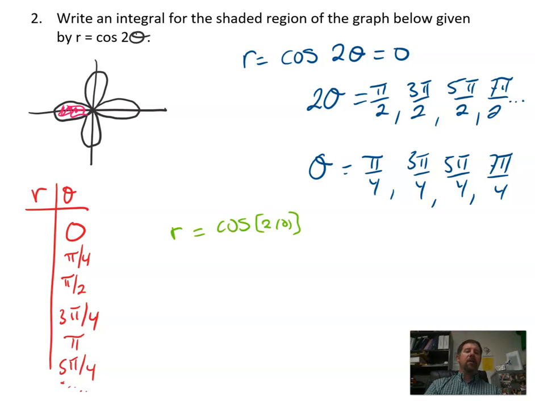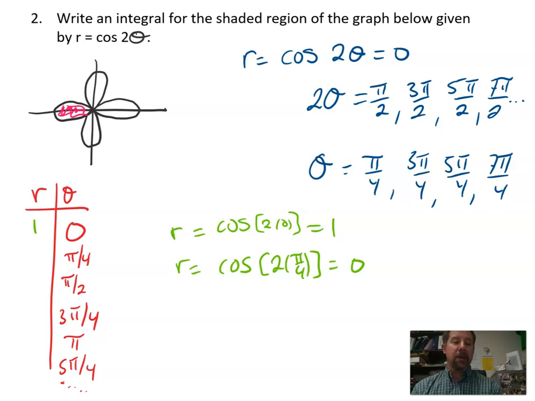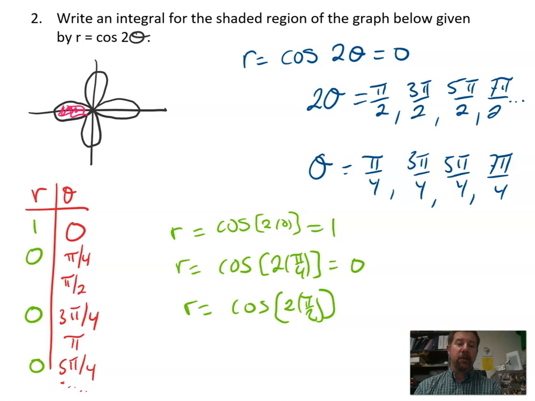So if I start plugging all these thetas into r equals cosine 2 theta: r equals cosine of 2 times 0, which is cosine of 0, I get 1. R equals cosine of 2 times pi over 4 is cosine of pi over 2, which is 0. For all the ones we already found, we know these are going to be 0 at all the pi over 4s, since that's what we solved for. So we just have to evaluate these other ones. If I plug in pi over 2, 2 times pi over 2 is pi, so cosine of pi is negative 1. And if I plug in pi, cosine of 2 pi is 1. So again, this table here, we get these values here.